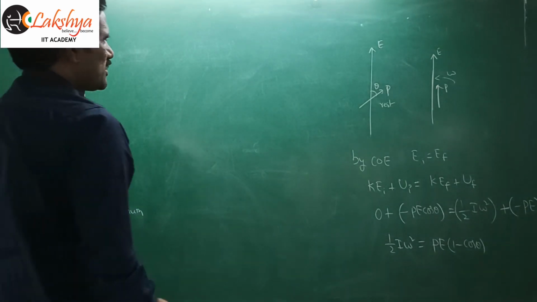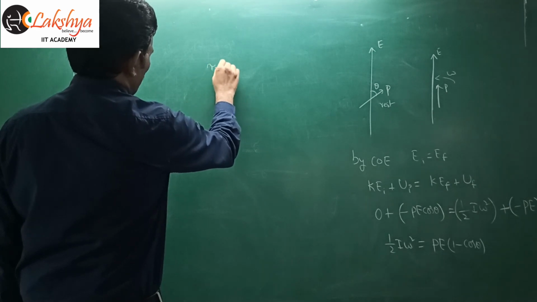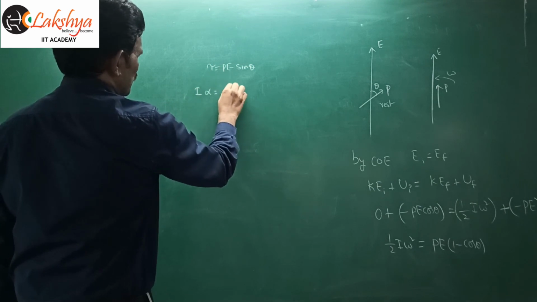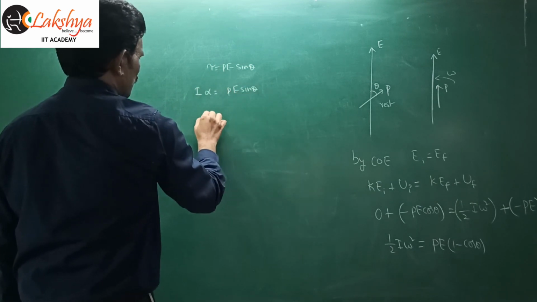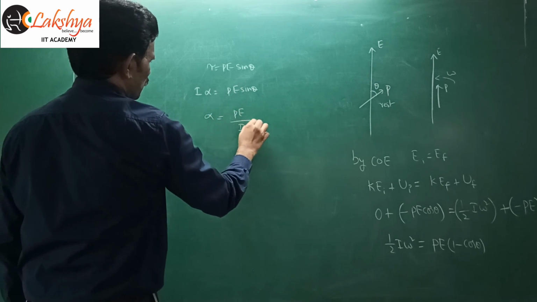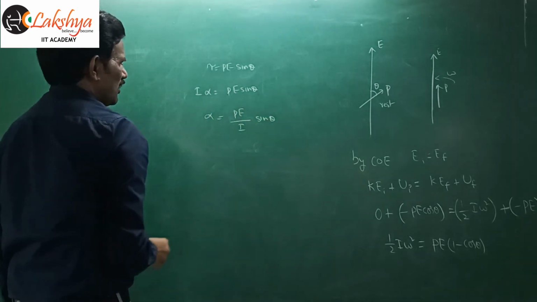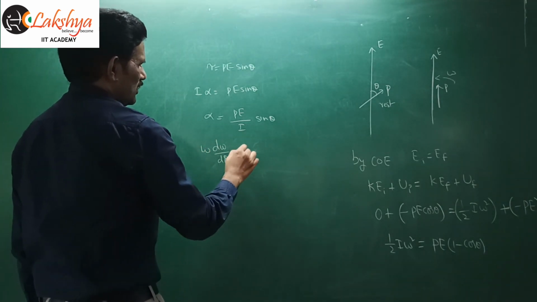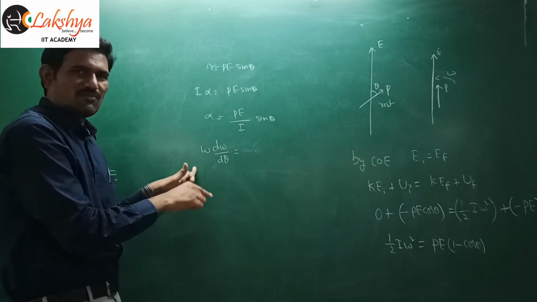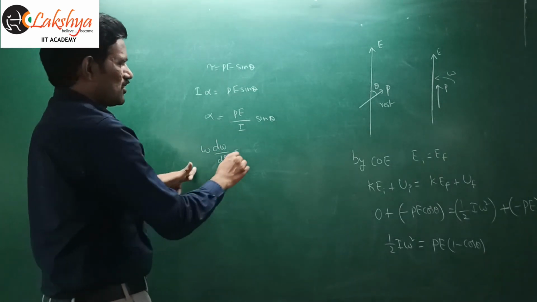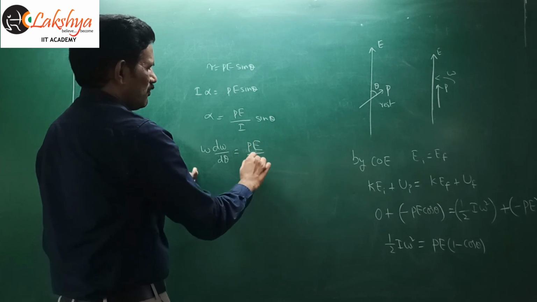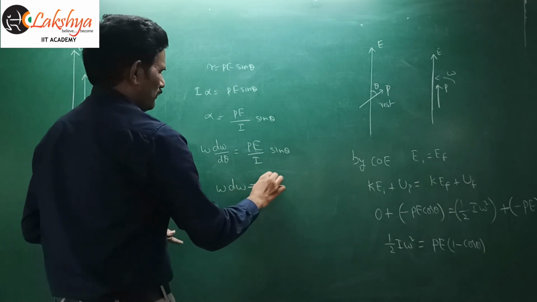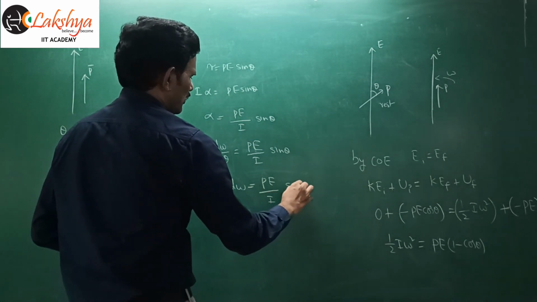For any general position, I can write torque is equal to P sin theta. So torque, I alpha, is equal to P sin theta. Therefore alpha is P by I into sin theta. And this alpha value we can write as omega into d omega by d theta, right? Similar to linear acceleration, which we write as v into dv by dx. Similarly, angular acceleration we write like this. So it is P by I into sin theta, and we can integrate this: omega d omega equals P by I into sin theta d theta.